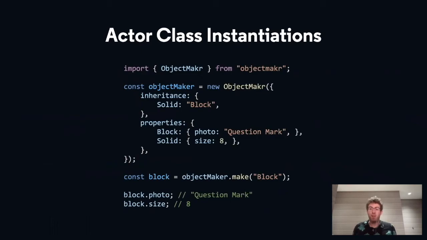Now, ObjectMakr is the name of the component I used to auto-generate those classes. You don't even realize they're classes until you look into the implementation. All you see is that ObjectMakr receives an inheritance diagram and a set of properties. Then when given a name of one of those classes that you want, it creates an object with those properties on it. In this case, block is the only implementation or only subclass or derived class of solid. Blocks have a photo string and solids have a size number.